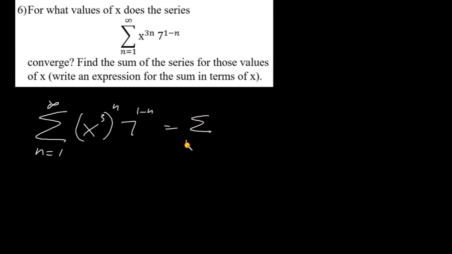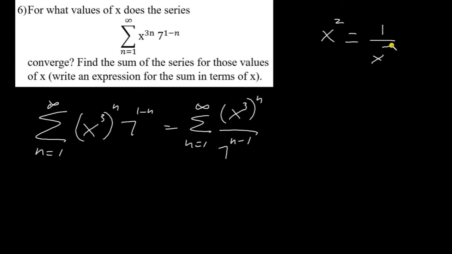So what I'm doing right now first is I will bring the 7 to the bottom, and that will allow me to bring the n to the front. Like that. And if you're not comfortable with what I did, remember this is just kind of like x to the 2 being equal to 1 over x to the -2, right? That's the same idea here. 7 to the 1 minus n is 1 over 7 to the n minus 1.